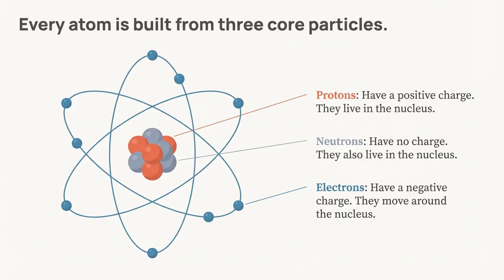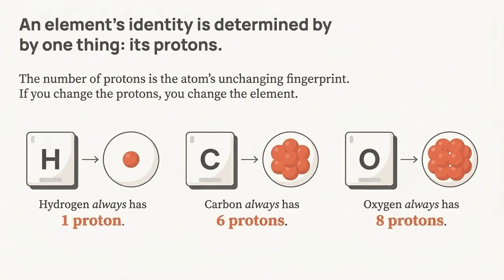To understand isotopes, we first need to understand atoms. Every atom is made of three building blocks: protons, which have a positive charge, neutrons, which have no charge, and electrons, which have a negative charge. The protons and neutrons live in the nucleus at the center of the atom, while the electrons move around that nucleus. There is one important rule.